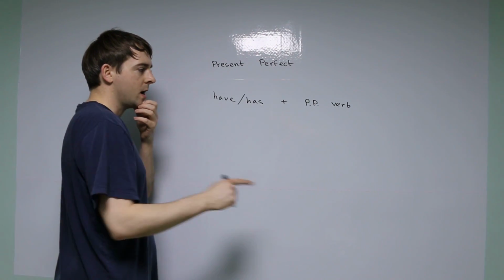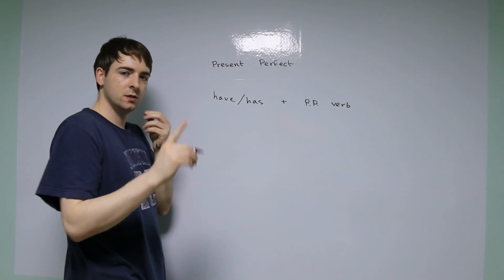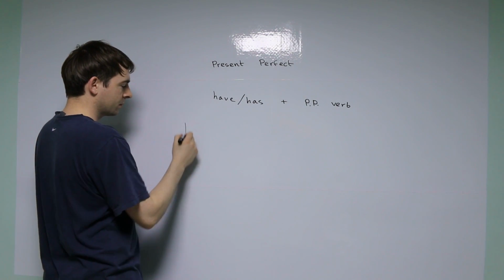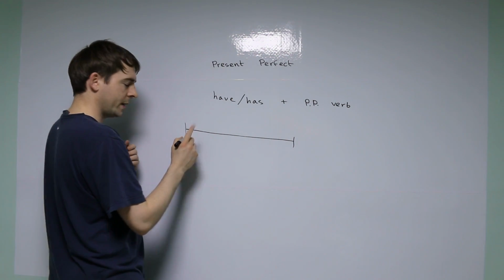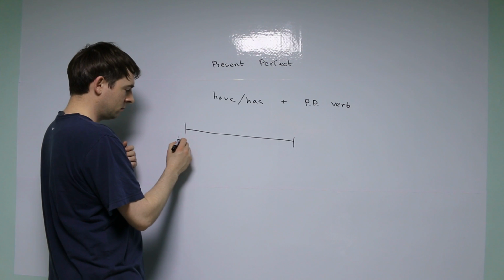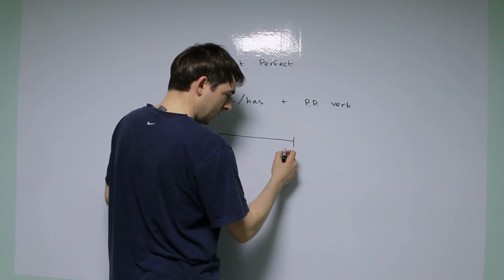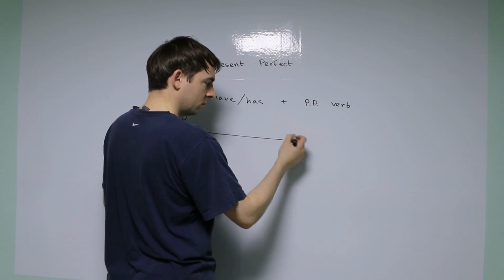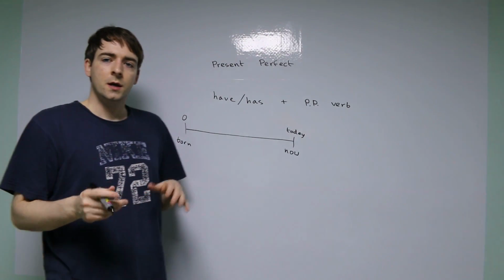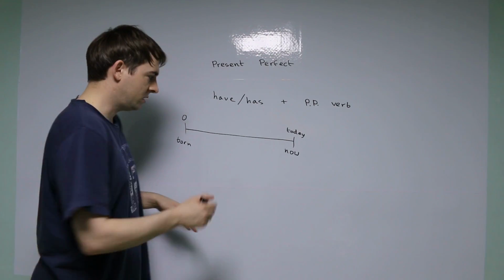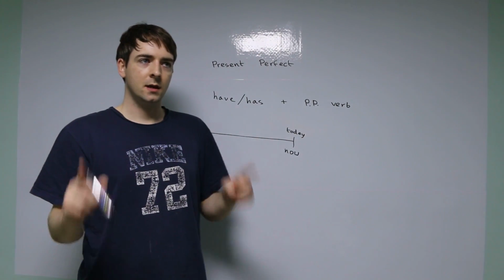Now, how can we use the present perfect? One use is like so. Imagine a timeline from when you were born, year zero, until now, today, this moment, okay? Now I want you to imagine what you've done all throughout your life. Let's take one example.